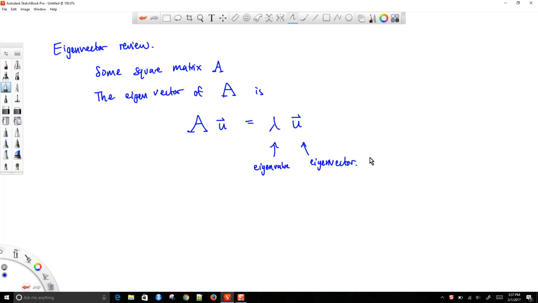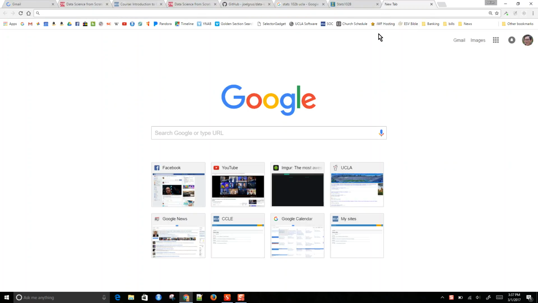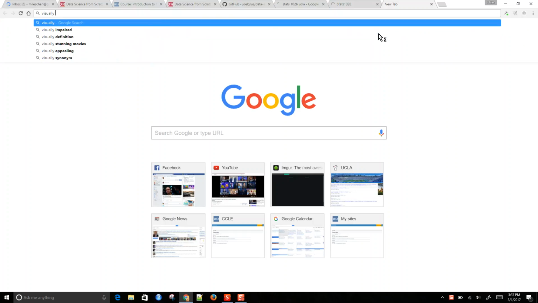So you can think of a square matrix: when you multiply it against some point, it transforms that point. Maybe it puts a rotation in space, or it moves it to some other place. Okay, let me go to visually explained eigenvectors.